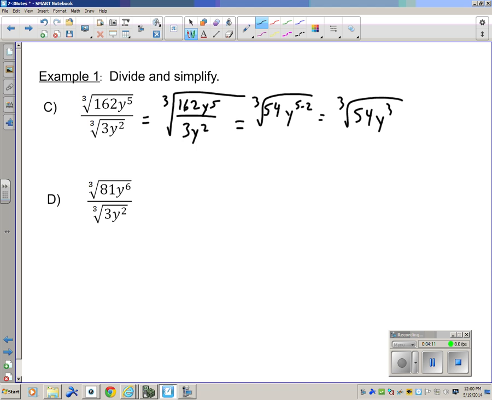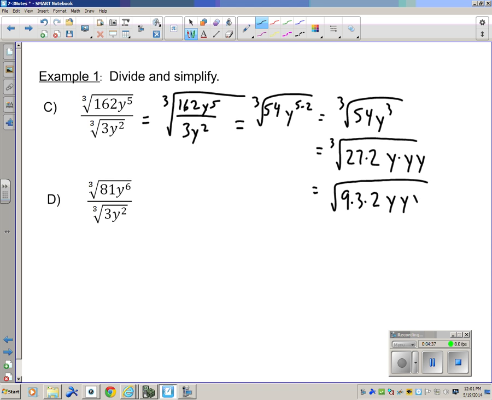And now we're going to find the cube root of 54. But 54, that's not going to come out nice. So let's break down 54. 27 times 2, because I thought of 2 because it's an even number. I could break down the y's as well if I want. 27 is 9 times 3, and 9 is 3 times 3. So I'll keep writing them out. So 9 is 3 times 3.